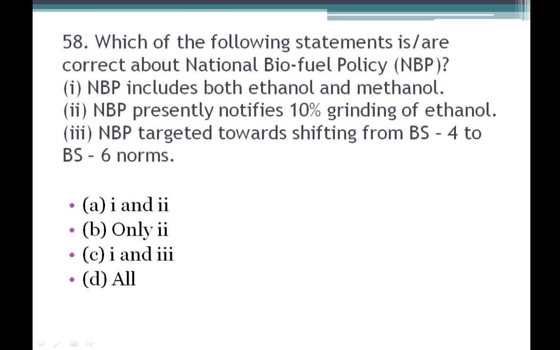Question number 58. Which of the following statements is or are correct about National Biofuel Policy? Number 1. NBP includes both ethanol and methanol. Number 2. NBP presently notifies 10% blending of ethanol. Number 3. NBP targeted towards shifting from BS4 to BS6 norms. The correct answer is option A, that is 1 and 2 only.